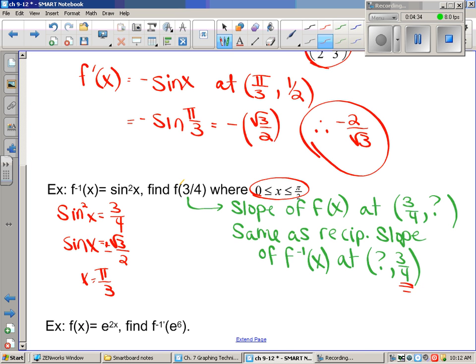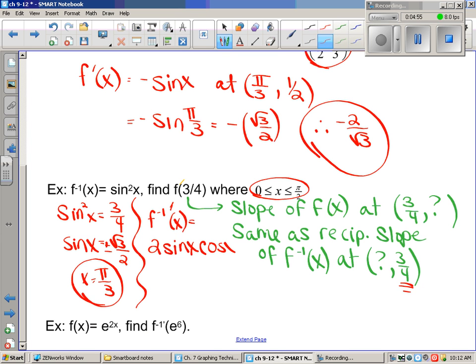So what I'm going to do is I'm going to do the derivative now of the inverse. Okay, so that's phase 1 to figure out the x value because that's what I needed. And so I'm now going to do the derivative of the inverse, and so as to not be too confusing here, that's what I want to do. And so I'm going to do the derivative, so that would be 2 sine x cosine x. And now we have this x value, and I'm going to plug that in for that x.